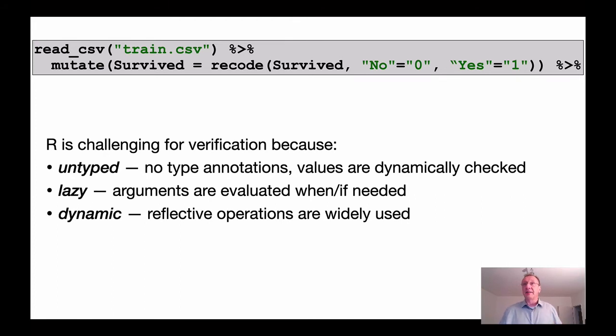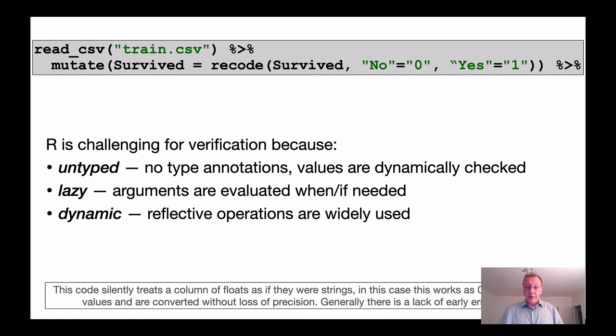And lastly, R is very dynamic. You can call eval to create new code. You can introspect over pretty much any component of the language. And this also adds challenges for a static type system.